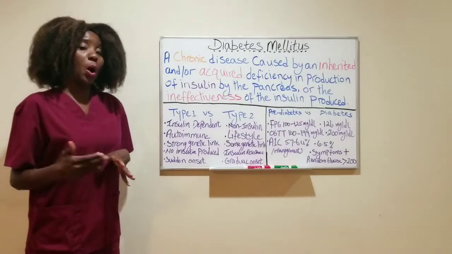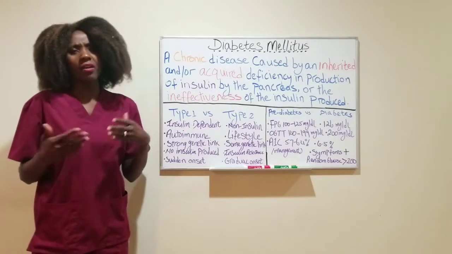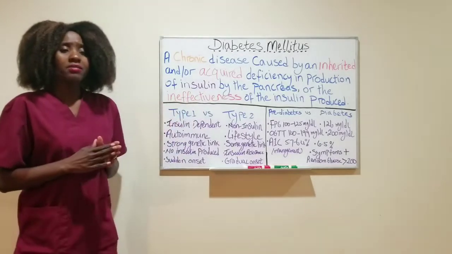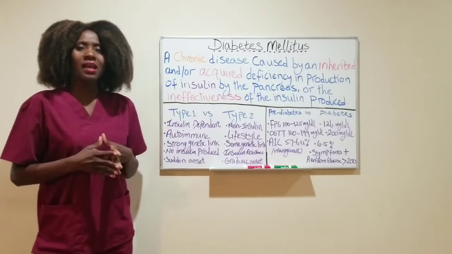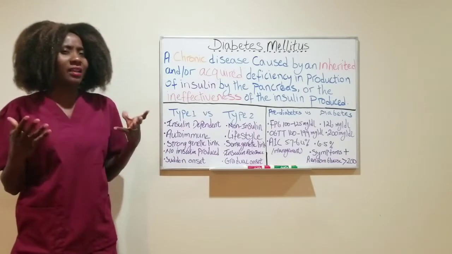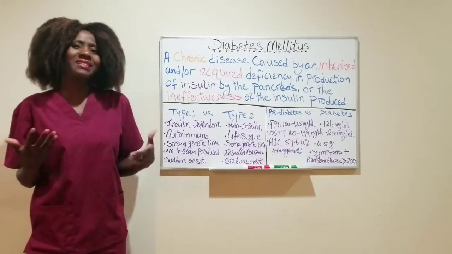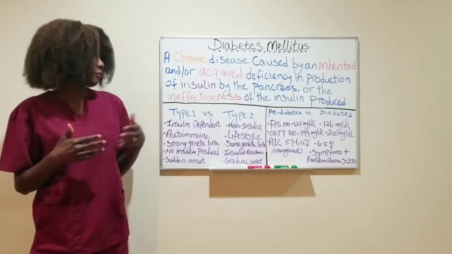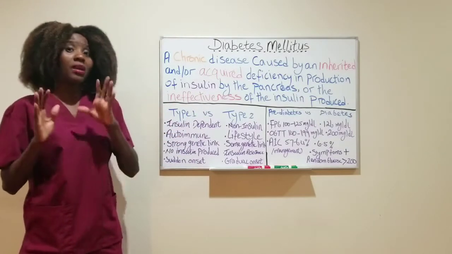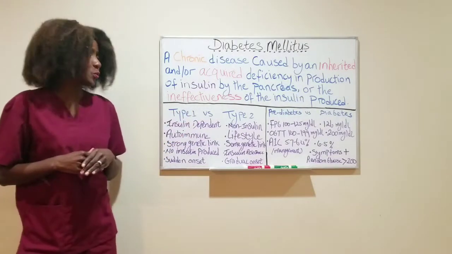Now, we're going to move on to talk about the types of diabetes. There are 4 types of diabetes. We have type 1 and type 2. There's gestational diabetes, and there's a condition known as diabetes insipidus, which really is not diabetes in the true sense, but because it has some of the same symptoms of type 2 diabetes, that is why it is called diabetes. But for our purposes today, we're just going to focus on type 1 and type 2.